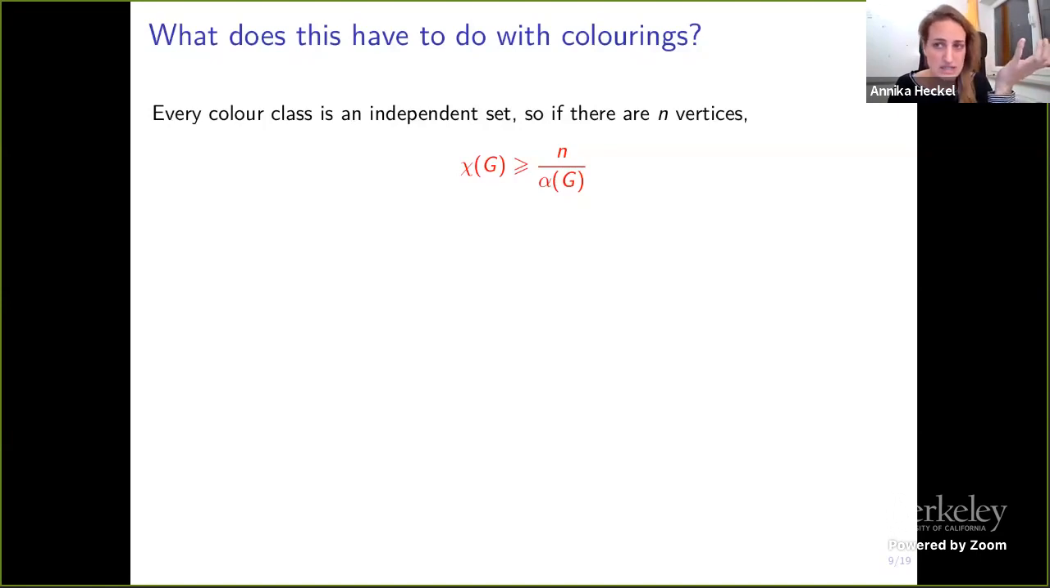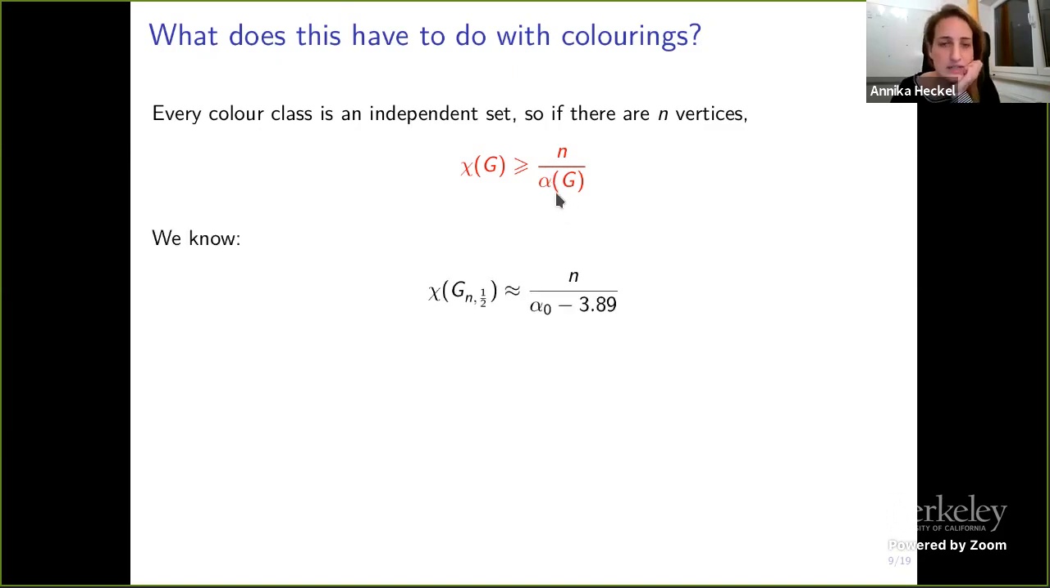And just from this easy observation, you get a lower bound for the chromatic number for any graph, not just a random graph. So the chromatic number of any graph is at least n, the number of vertices, over the independence number, because no color class can be larger than alpha of G. Okay, so in a random graph, this trivial lower bound is actually fairly close to the truth.